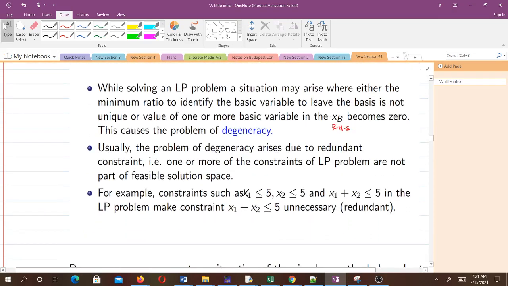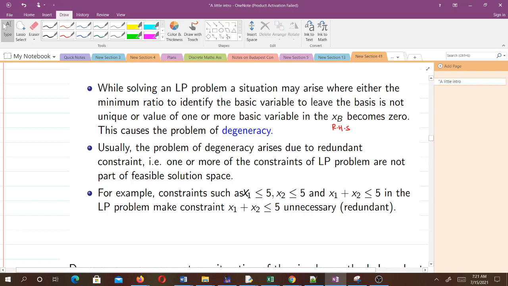While solving an LP problem, a situation may arise where either the minimum ratio to identify the basic variable to leave the basis is not unique, or the value of one or more basic variables in the SB, that's the right hand side, becomes 0. This causes the problem of degeneracy. Usually the problem of degeneracy arises due to redundant constraints. That is, one or more of the constraints of the LP problem are not part of the feasible solution space.